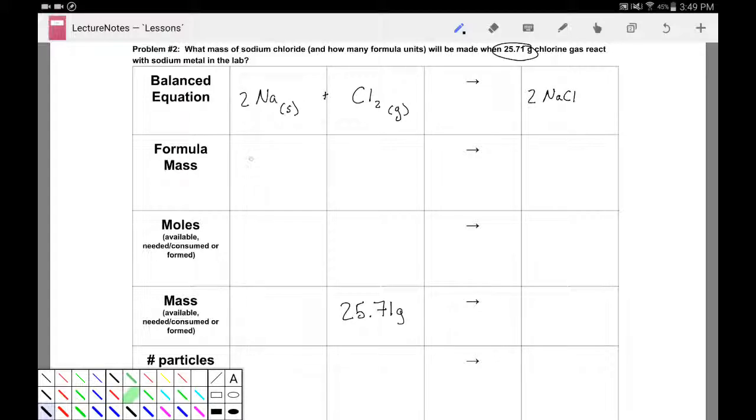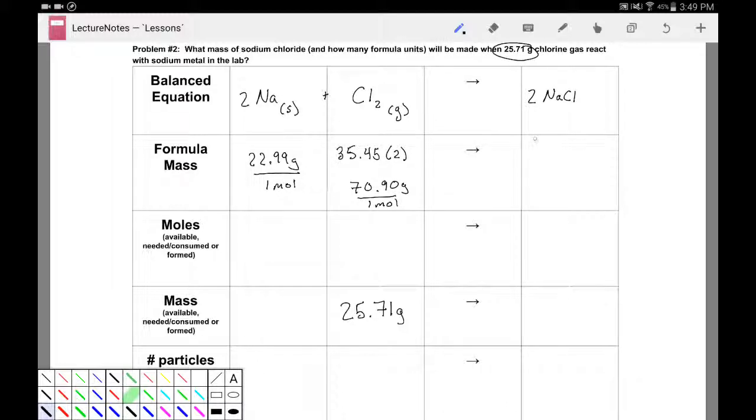For sodium, it's going to be 22.99 grams per mole. Now, in this case, we're ignoring the coefficient in front because we want just the mass of the formula, and in this case, a single sodium atom is the formula. For chlorine, on the other hand, we have 35.45 for chlorine. However, there's 2 of those atoms in the formula to give us a mass of 70.90 grams per mole.